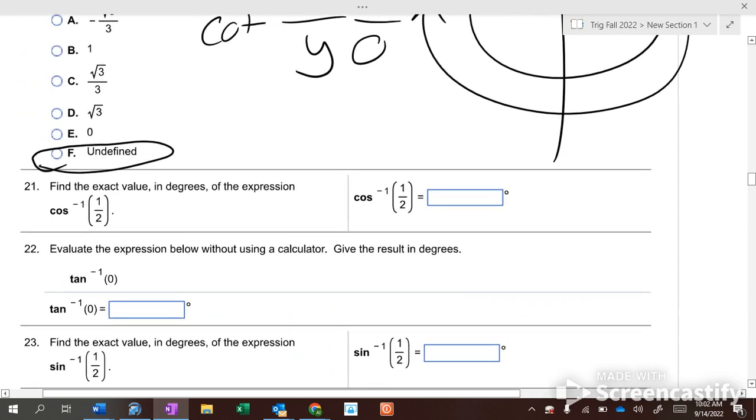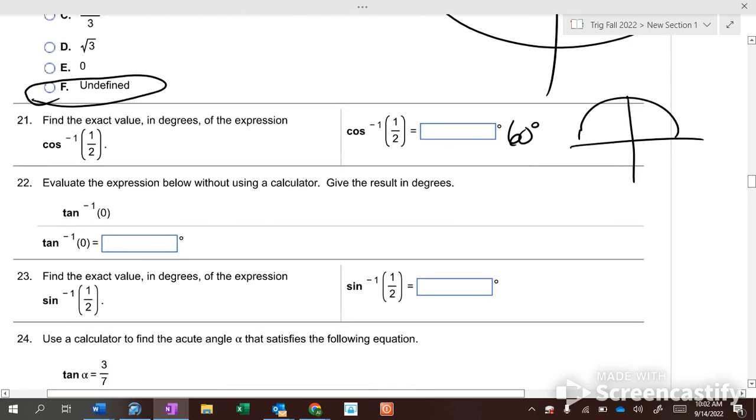Now we got to work backwards. Where is the cosine equal to 1/2? Well, there's two places where cosine is equal to 1/2. It's at 60 degrees, and it's also at 300 degrees. Yeah, 300 degrees. So which one do we use? Well, when it comes to cosine, you only use what's in quadrants 1 and 2 when you're doing inverse cosine. So it is 60 degrees.